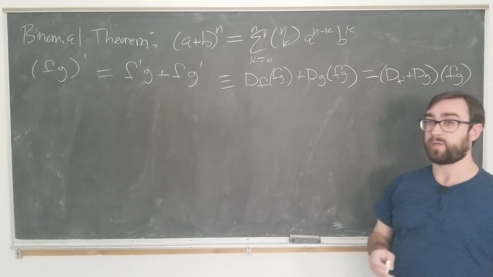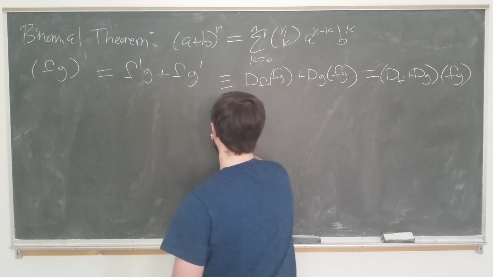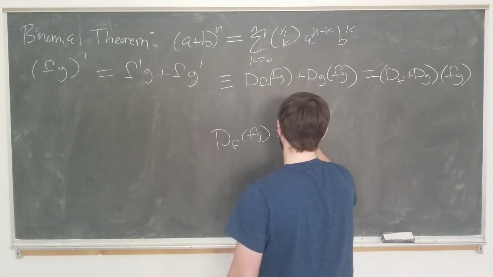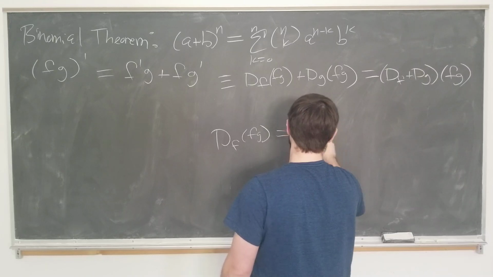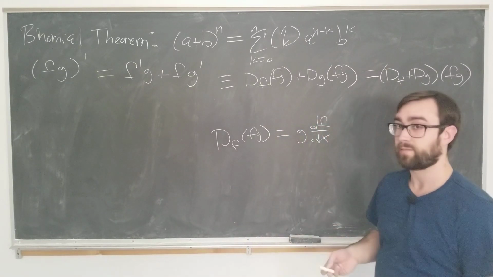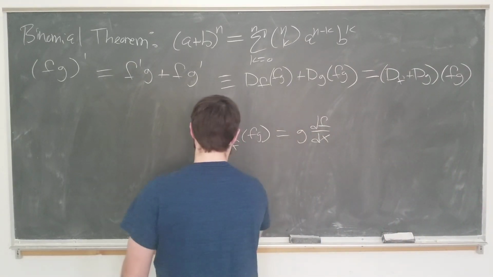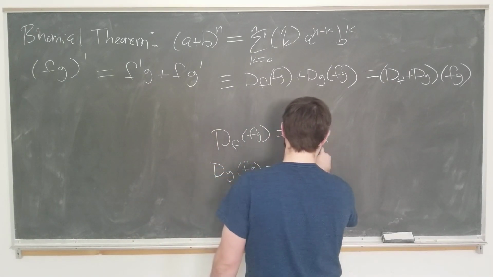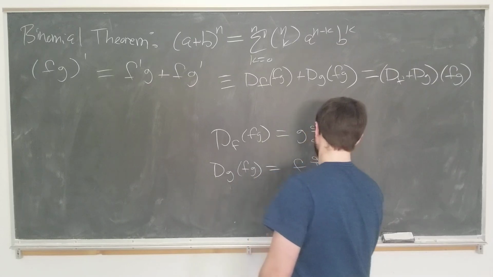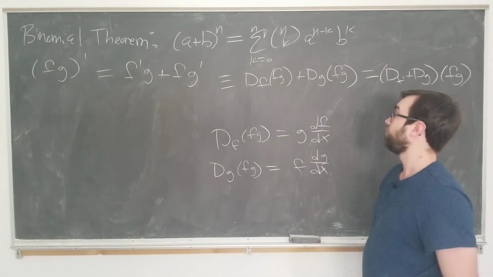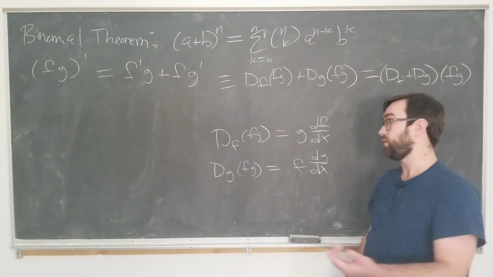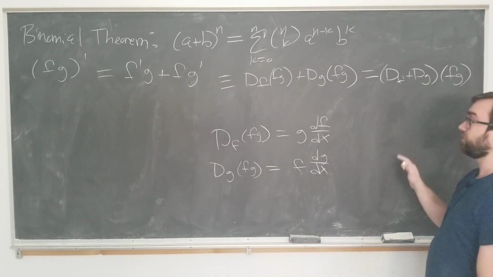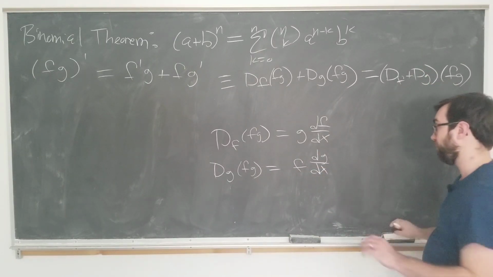So this is kind of weird. What is d_f of fg? Well, d_f of fg is simply g df by dx, of course. Same thing for d_g. That's all we're doing here. We're just defining this new operator that only acts on one of the two functions so that we can write it as a sum. And you can probably see where we're going from here.